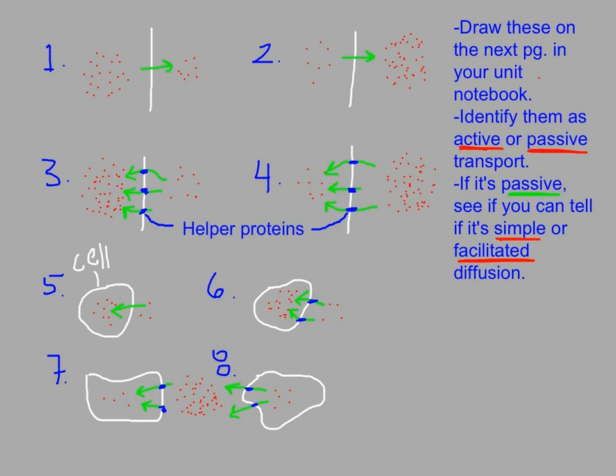Okay, so you just did some photosynthesis problems, and you could do these right after that or on the same page if they fit. Please draw these sketches and then identify them as active or passive transport. But if it's passive, please see if you can tell if it's simple or facilitated diffusion.